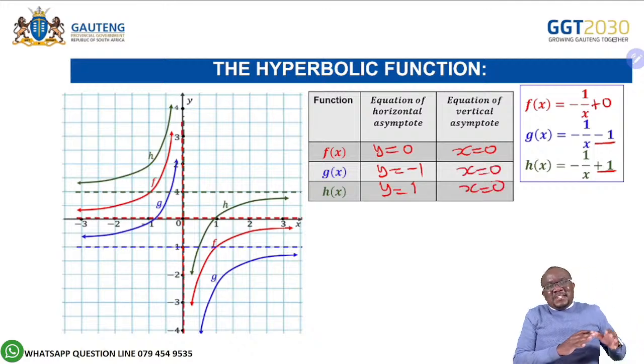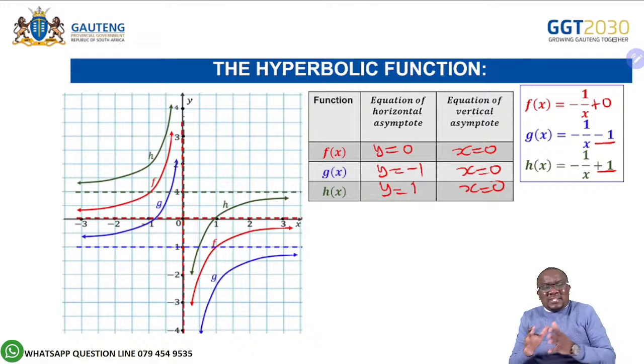Do you see? I didn't even look at the functions. I just looked at the equations. You can get these things from the equation. In the exam, they can give an equation and say, state the equations of the horizontal asymptotes or vertical asymptotes. You see that? You can just get those things from the equation.